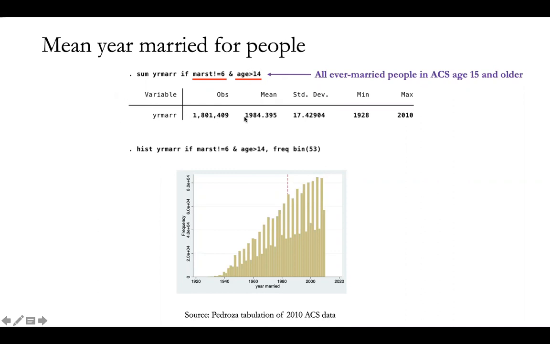Okay, so the average year that you got married in this data set is 1984 across 1.8 million observations. The earliest year of marriage in this data set is 1928. The most recent is 2010.